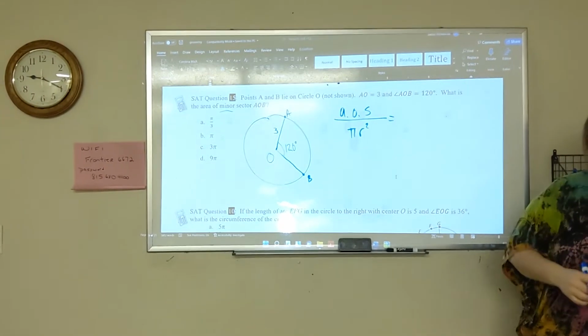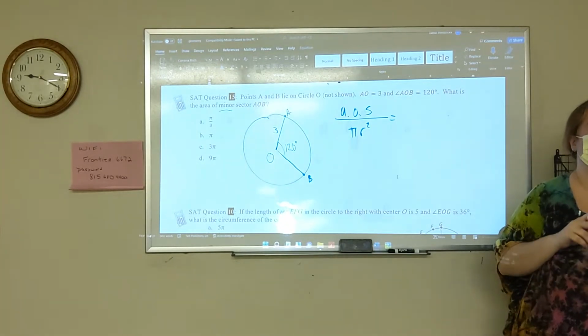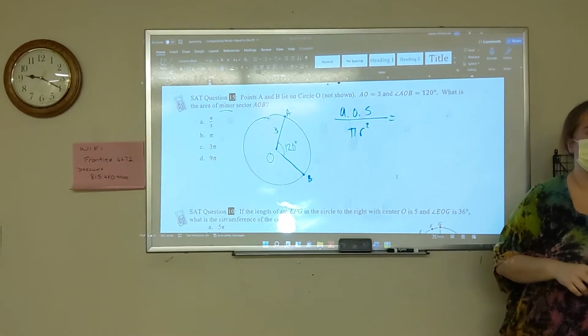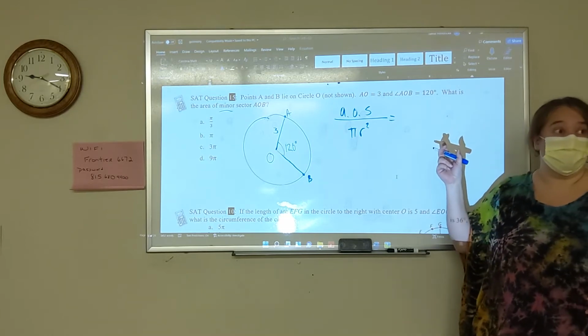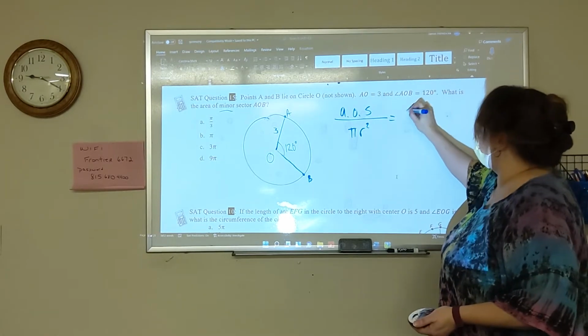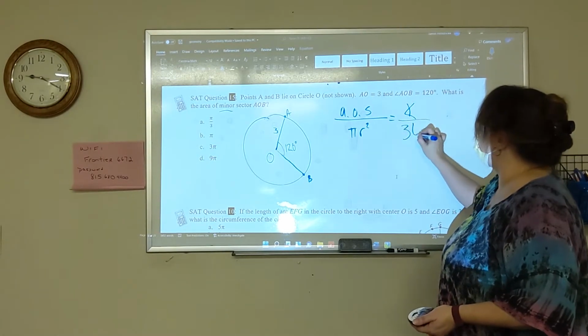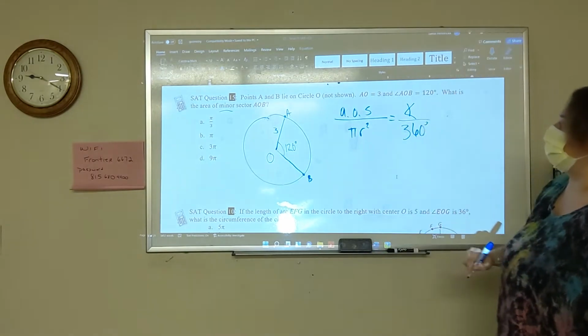And then my other option in that equation is either angle over 360 or arc length over 2 pi r. I know nothing about the arc length. It said nothing about arc length at all. So I don't want to use that piece. So I'm going to have to use angle over 360. And they did indeed give me an angle, so I can plug in there.